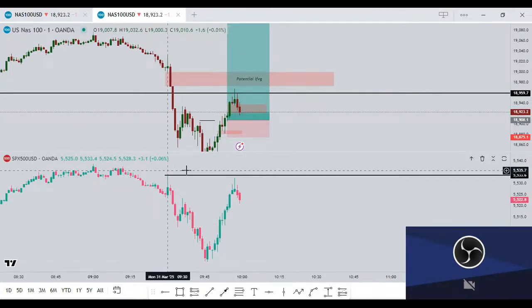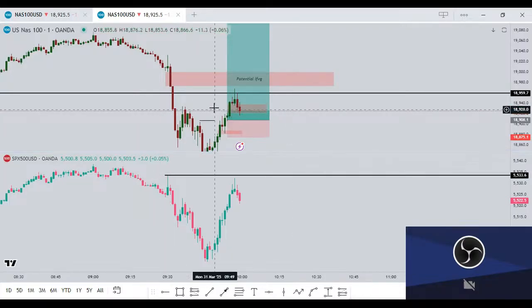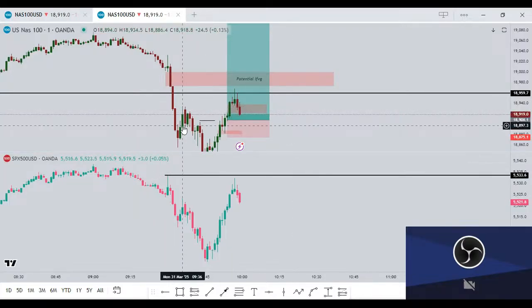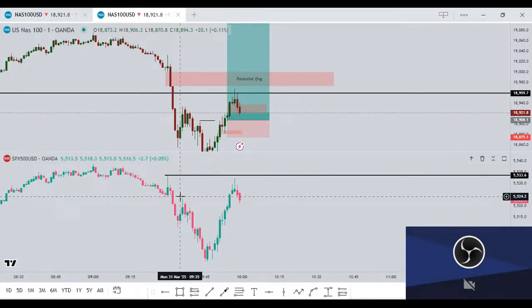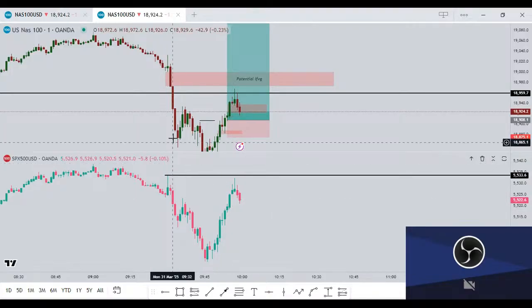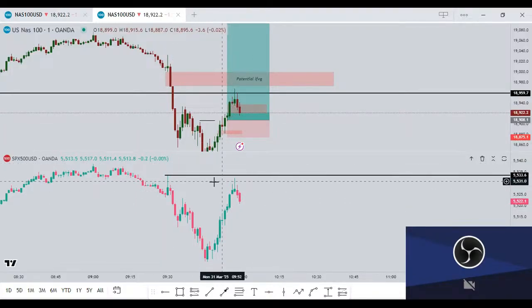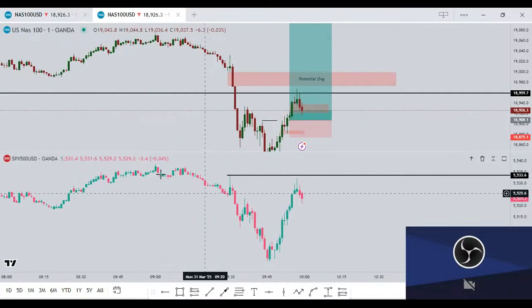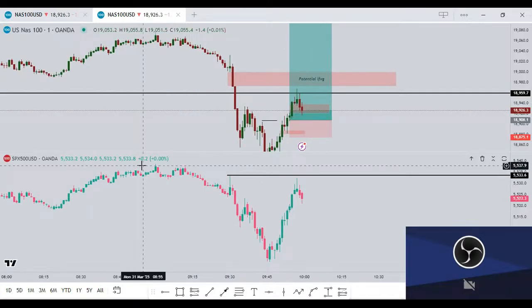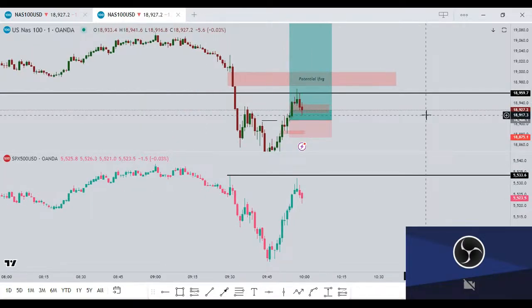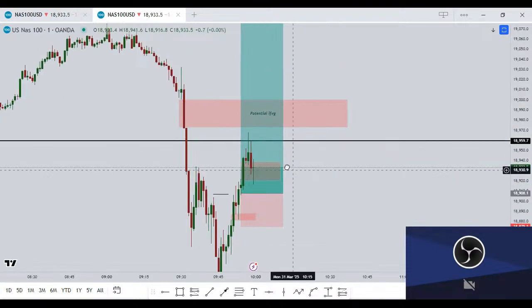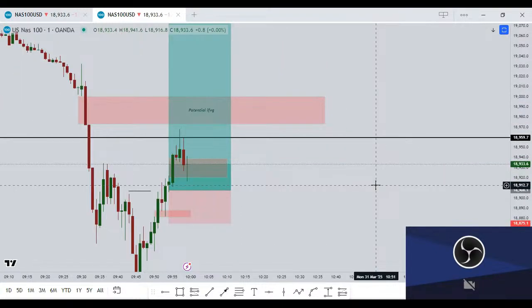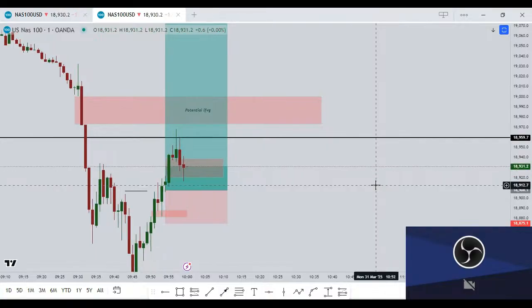So SP500 did not take this high. NASDAQ took this high. SP500 as well took this high. So at least I'm still very confident they'll push and take this high and then come and sweep these relative equal highs. Still very confident. Okay, so no shaking.